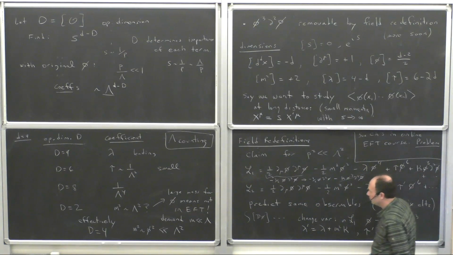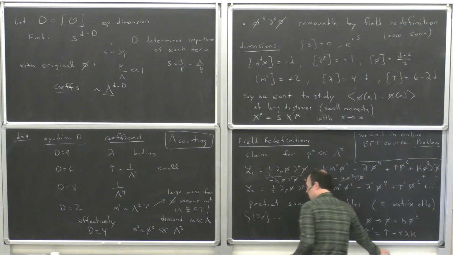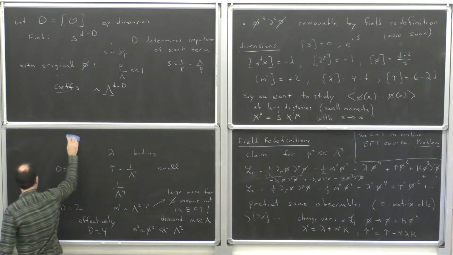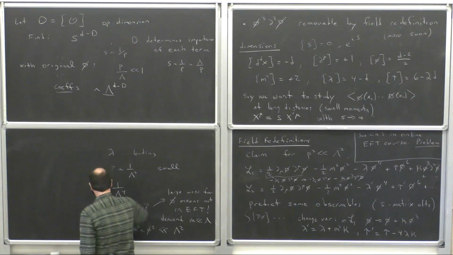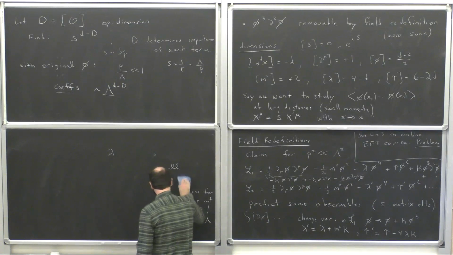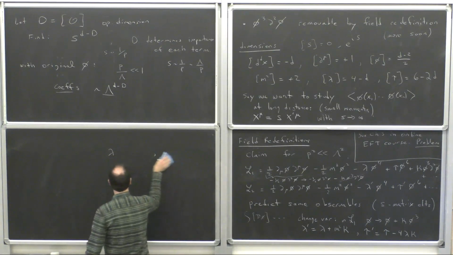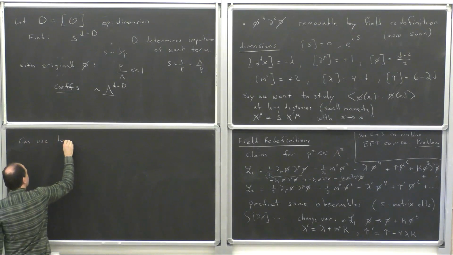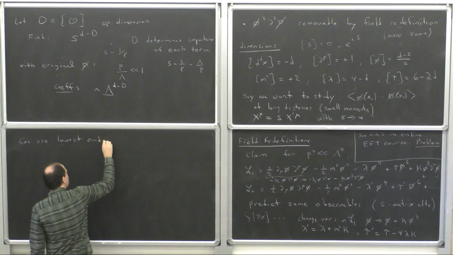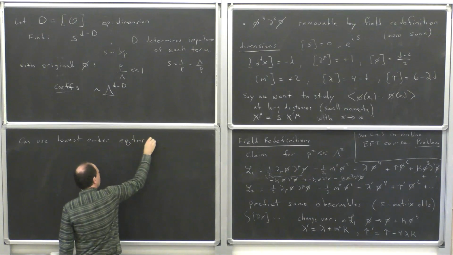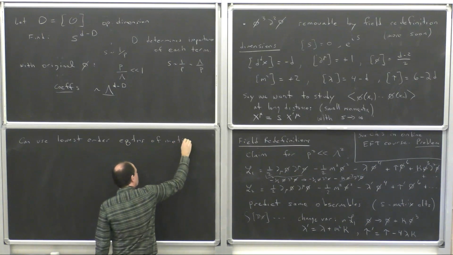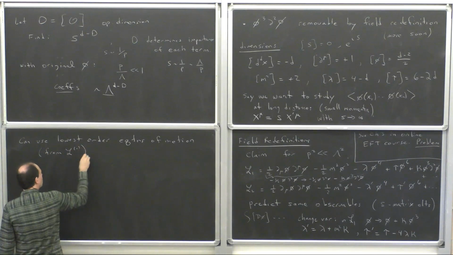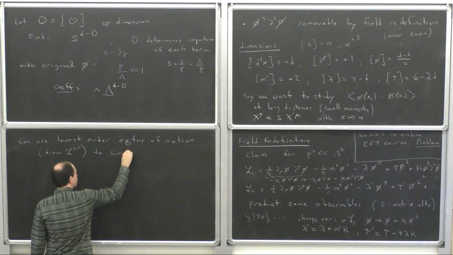So there's another way of saying the result, which is less intuitive, and it turns out to be a true statement: what's going on here is that you can use the leading order, lowest order, L0, equations of motion of the effective field theory to simplify the higher dimension operators.